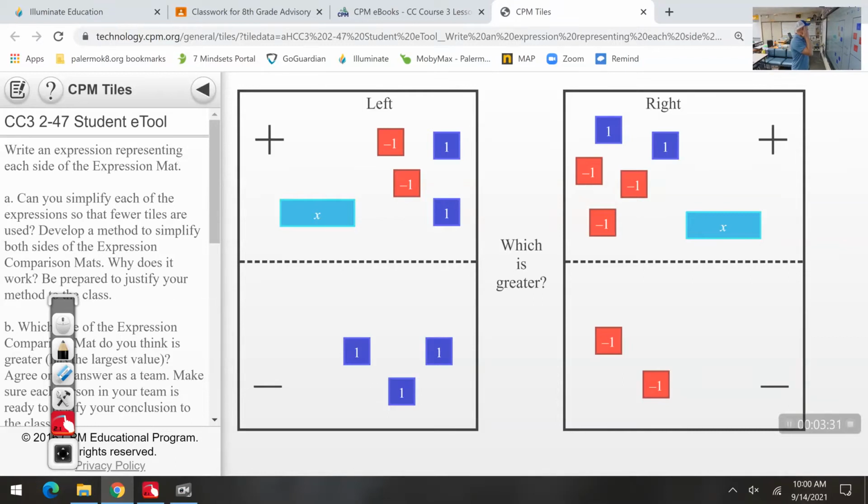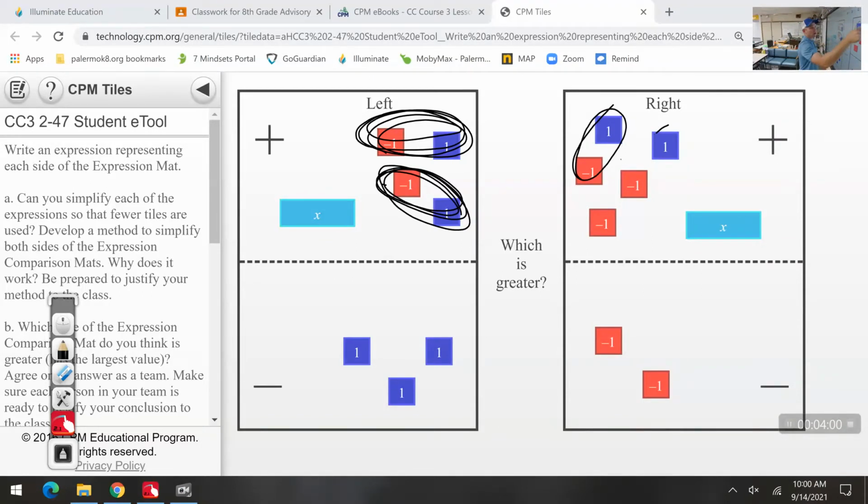And I need to think, what can I do to this really complicated math to help me figure out how to simplify this? Well, yesterday's lesson was what makes 0. Yesterday we talked about opposite tiles. Okay, let's find opposite tiles that make 0. Here's opposite tiles that make 0. Here's opposite tiles that make 0. These make 0. These make 0.